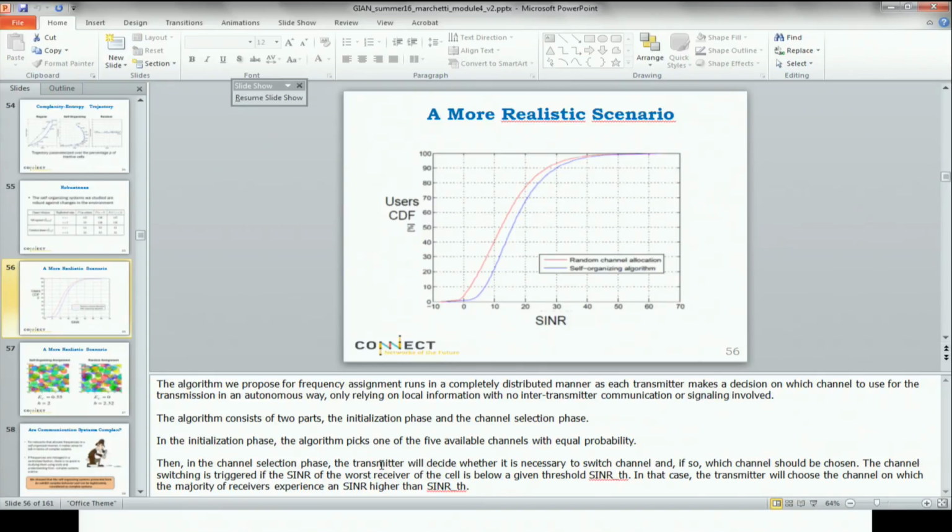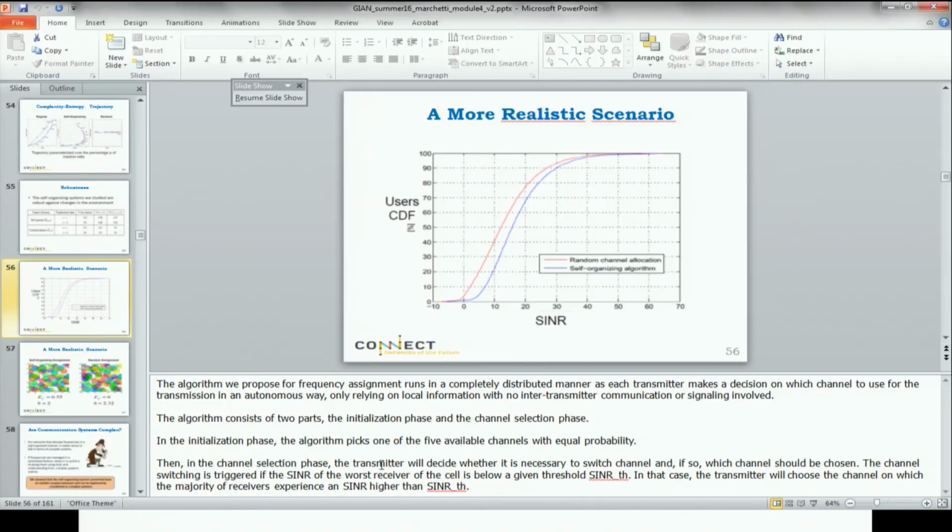Basically, the switching is triggered if the SINR of the worst receiver in the cell, the worst user SINR, is below a certain threshold which you set. If that's the case, it means you are in an outage situation. You can define the outage as you want, but that's what we did. If you are in outage, then you have to switch channel, and you choose the channel on which the majority of the receivers experience an SINR higher than the threshold.